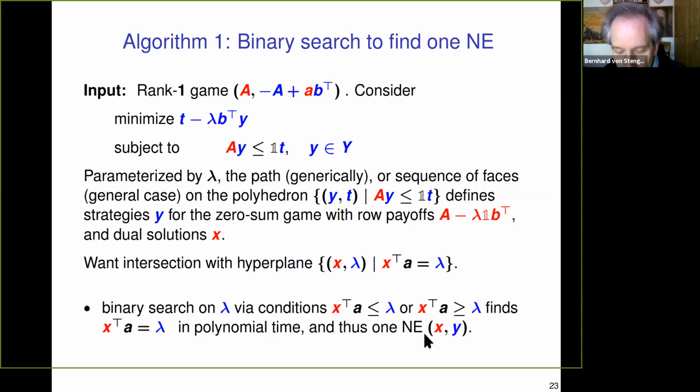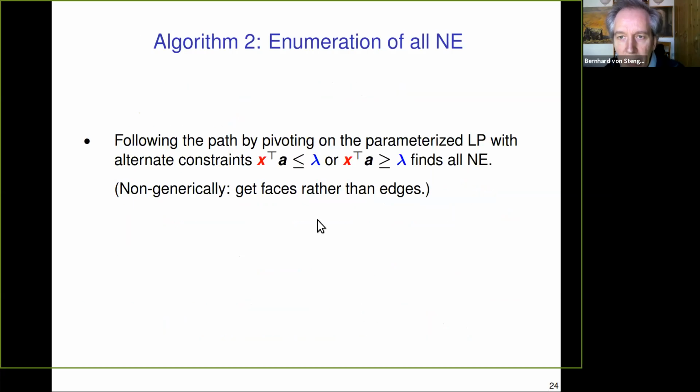and thus one equilibrium. Or you can do another thing, you can follow the path by pivoting along it, which is what is done when you solve a parameterized LP. And whenever you intersect the hyperplane, you have found an equilibrium. At that point, it's either a single equilibrium, a single point, or you can enumerate the entire face that you found. If it's a degenerate game, it has a face of equilibria of this polytope.